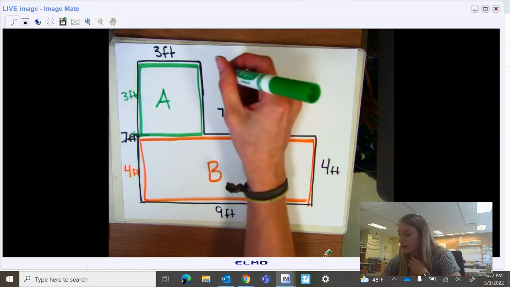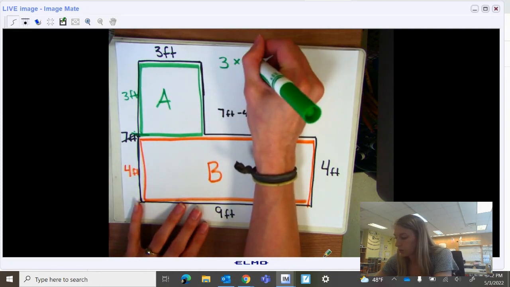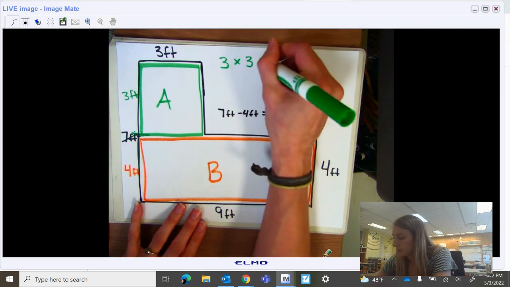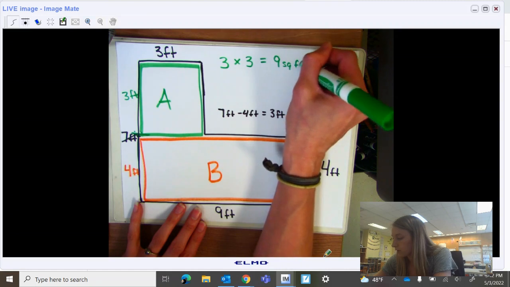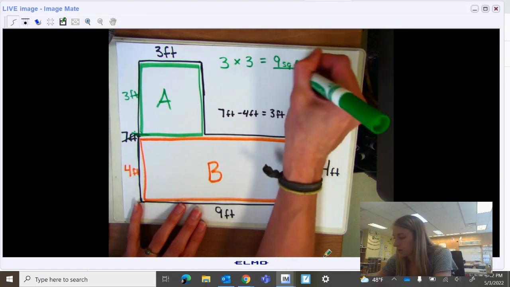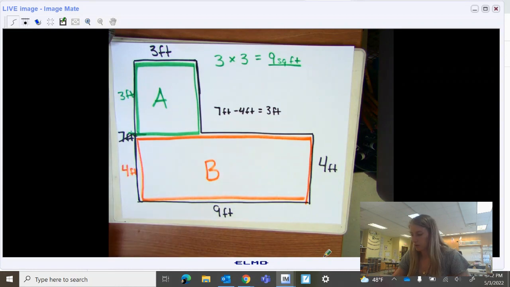So that tells me that this length right here, my green, is 3 feet. Now I know my other piece. My base and my height are going to be 3 feet. That equals 9 square feet. So that's my area of my green one. Now let's move to orange.